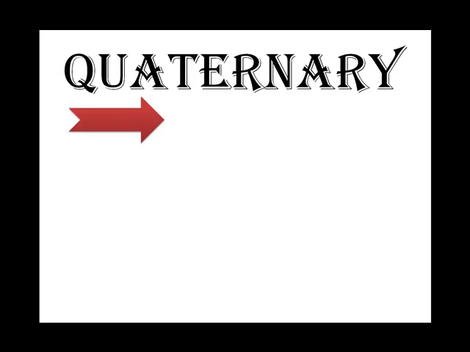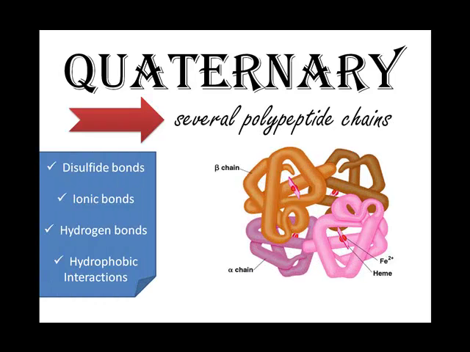If a protein is made up of several polypeptide chains, the way that they are arranged is called the quaternary structure. It is held by the same kinds of bonds as the tertiary structure.